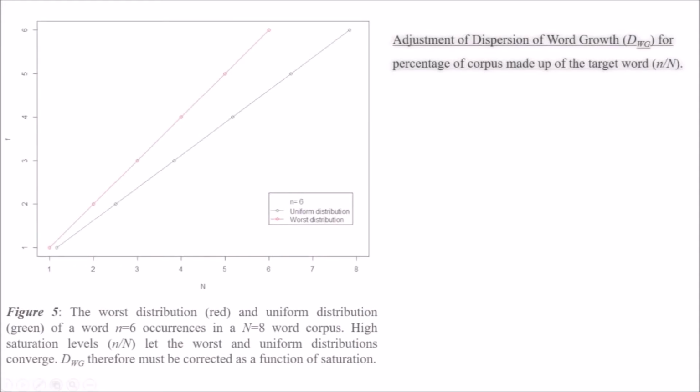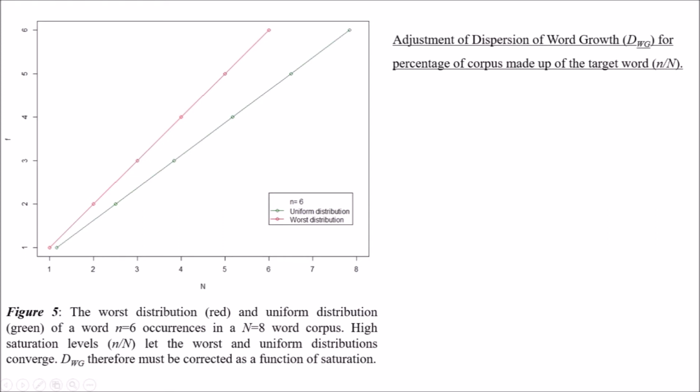Finally, the measure must be adjusted for the relative frequency of the word, that is to say, for the percentage of the corpus that is made up of the target word. To see why this is important, consider a case with a very high saturation. Here's the distribution of a word with 6 occurrences in an 8-word corpus. So 75% of the corpus, 6 out of 8 tokens, are actually just the same word.